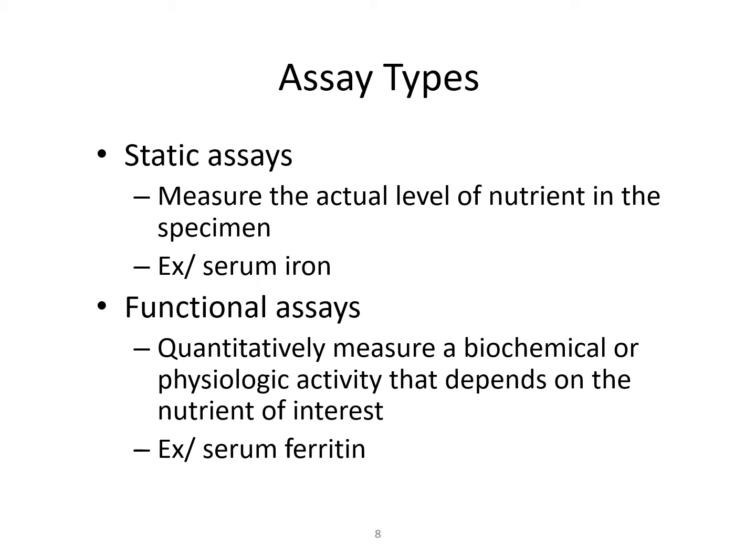On the flip side, a lot of measurements that we use are what's known as a functional assay. This quantitatively measures a biochemical or physiological activity that depends on the nutrient of interest. So serum ferritin helps us assess how well your body is using iron and how much iron you have in your body, but I'm not actually measuring iron. So the static assay is the actual amount of iron. Functional assay, serum ferritin, is a protein involved with iron and can tell us about your iron status, and how effectively your body is utilizing and absorbing iron, etc. But I'm not actually measuring the iron when I look at serum ferritin.